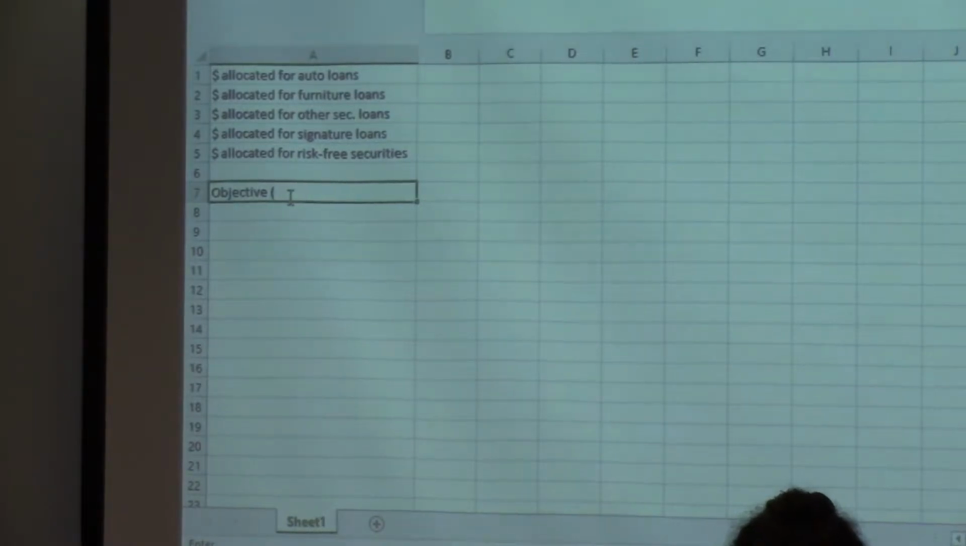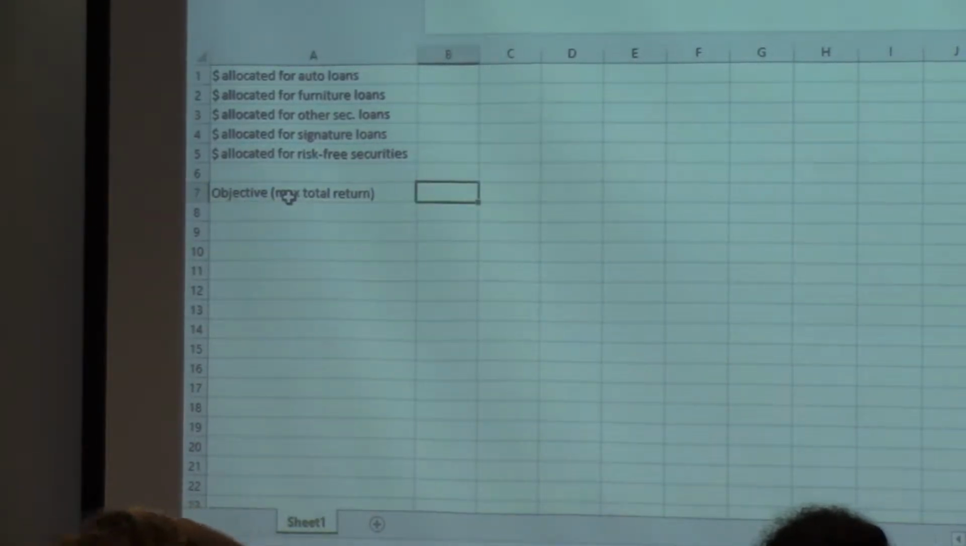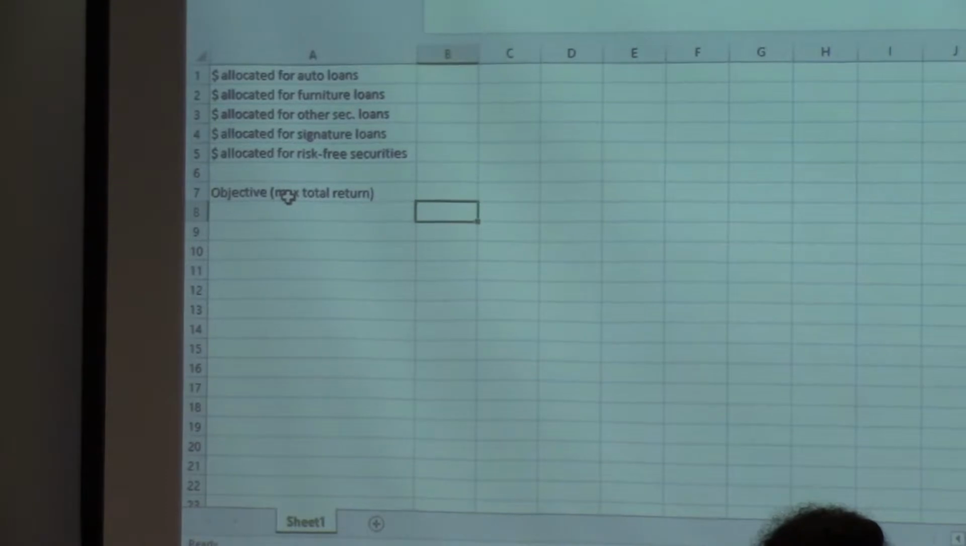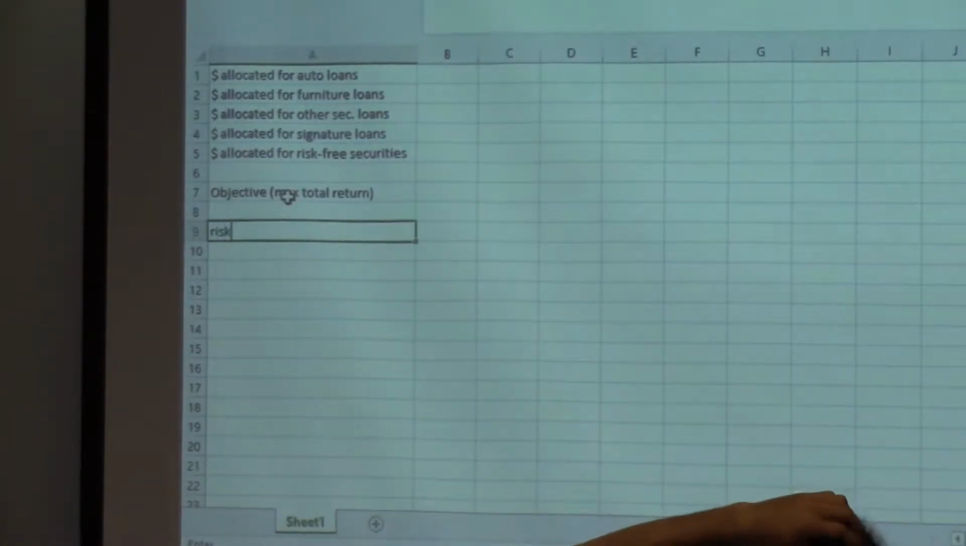Okay, what are we trying to do? In English, what do we want to do? Okay, and we'll come back to how to do that right here, right? But we need to see what our constraints are. So someone in this table right here, give me one of the constraints that we're limited to. Risk-free securities have to be less than 30% of the total.